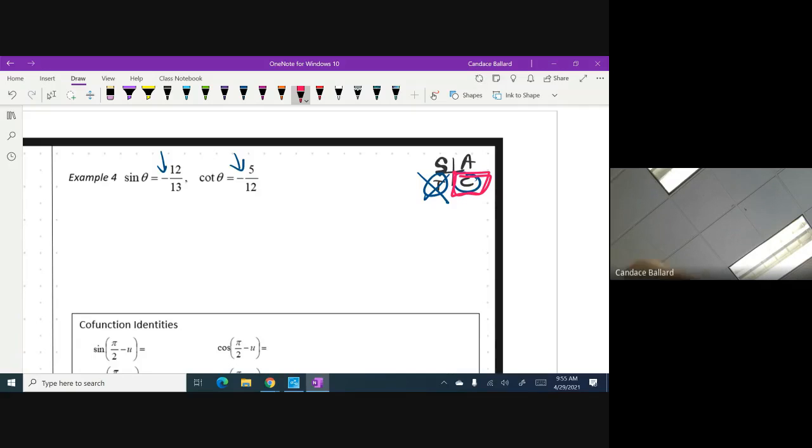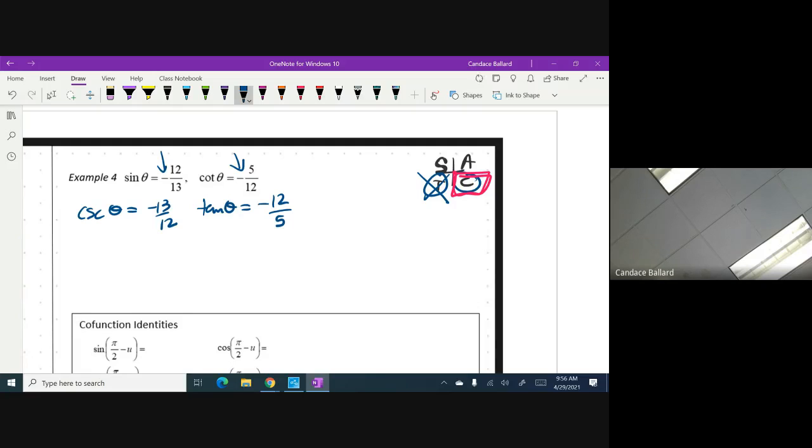All right, I'm going to flip the reciprocal of sine, which I know is cosecant, so that's going to be negative 13 over 12. I'm going to flip the reciprocal of cotangent, which I know is tangent, which would be negative 12 over 5. So I've already got 4 out of the 6. This is pretty good, right? I only have to get 2 more.